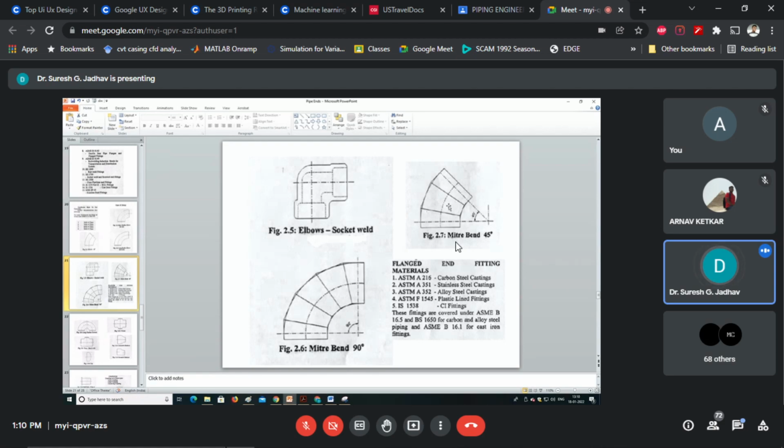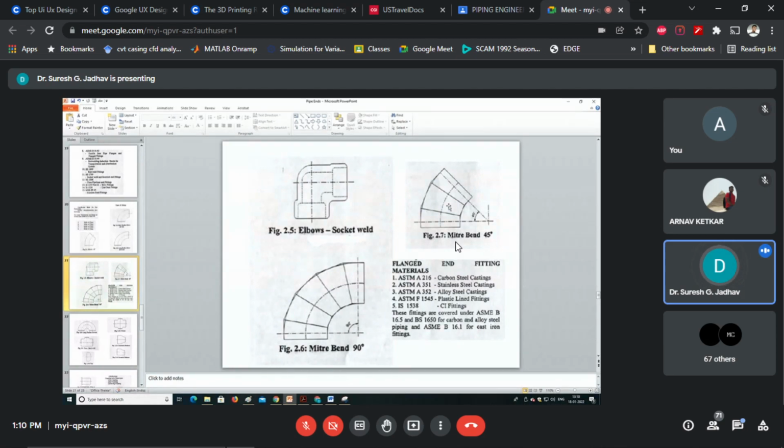Why are we not using them? Because it will not prevent the leakage in piping systems. Therefore, we consider different kinds of special fittings. These are normally not used in critical services.